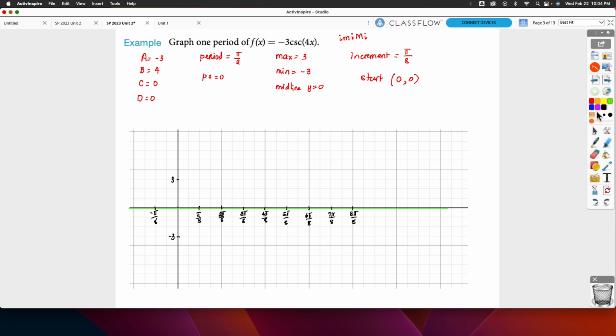And then let's start graphing. Okay, starting point is at 0, 0, right there. And then we go intercept, minimum. So instead of going up, we go down, and then intercept, maximum, intercept, minimum, intercept, maximum, intercept. So that's more than 1 period, but let's go ahead and do it anyway. So we go this way.